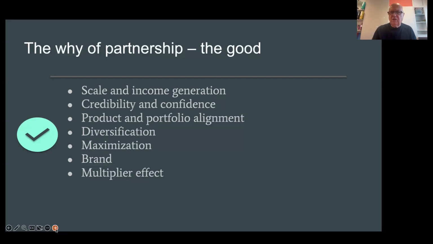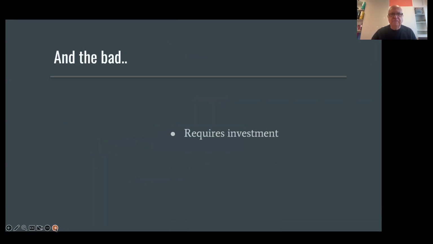So it's good for skills of staff. It's good in terms of grants. It's good in terms of profile. It has a multiplier effect. So these are all the good things about working with partnership.